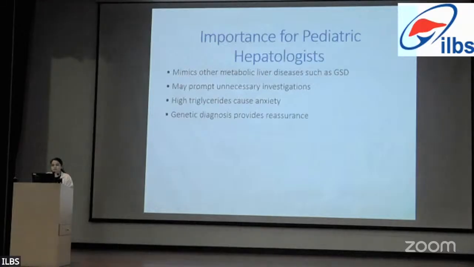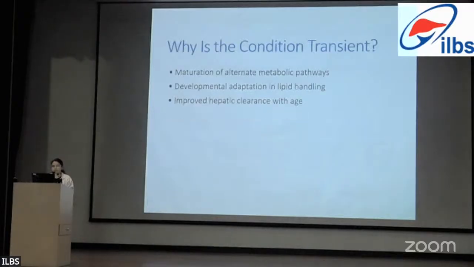And the importance would be that it mimics other metabolic liver diseases such as glycogen storage disorder, which may prompt unnecessary investigations. High triglycerides can cause anxiety, and if we have a genetic diagnosis, we can provide reassurance and continue to follow up these patients.